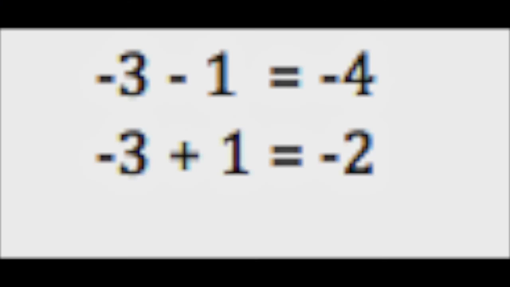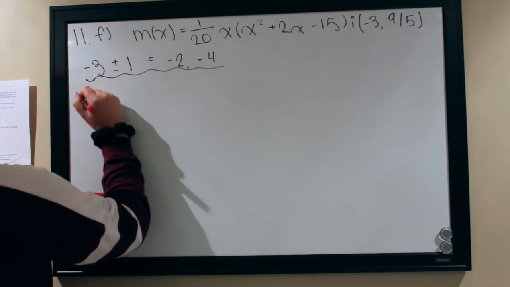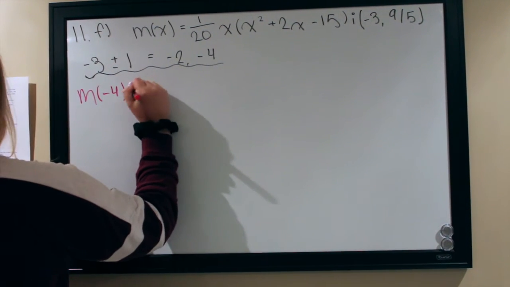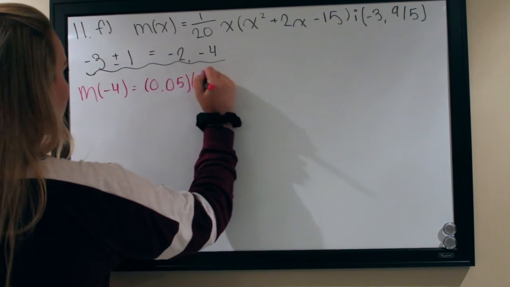To determine whether the point is a maximum or a minimum, the shotgun method can be used. This method consists of picking numbers on either side of the point. This allows you to see what is happening to the function at that specific location. From here, we take our 2 points, negative 4 and negative 2, and plug them into the equation.